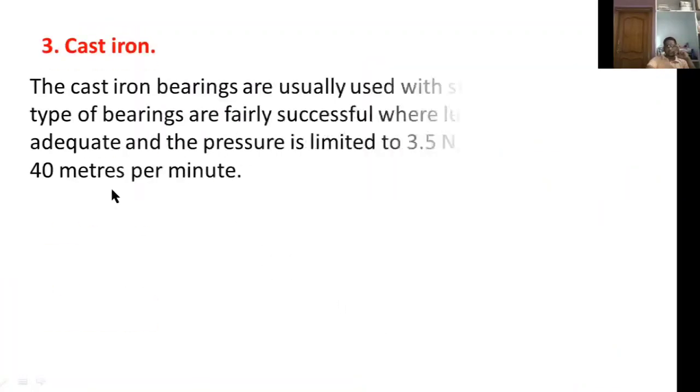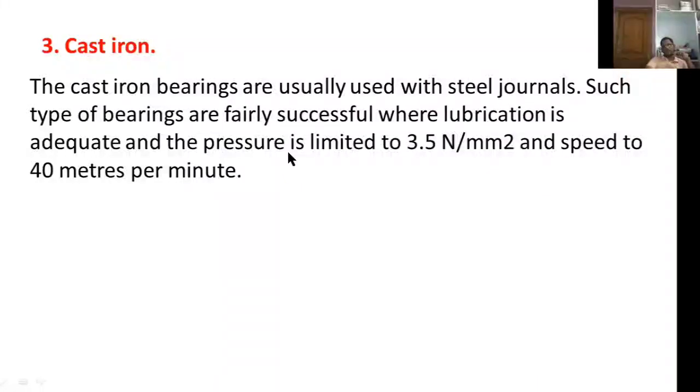Now coming to another material, that is cast iron. Already all of you know about cast iron. Cast iron is a brittle material, so it has a high hardness. It can carry high compressive loads. Okay, it can resist high compressive loads.